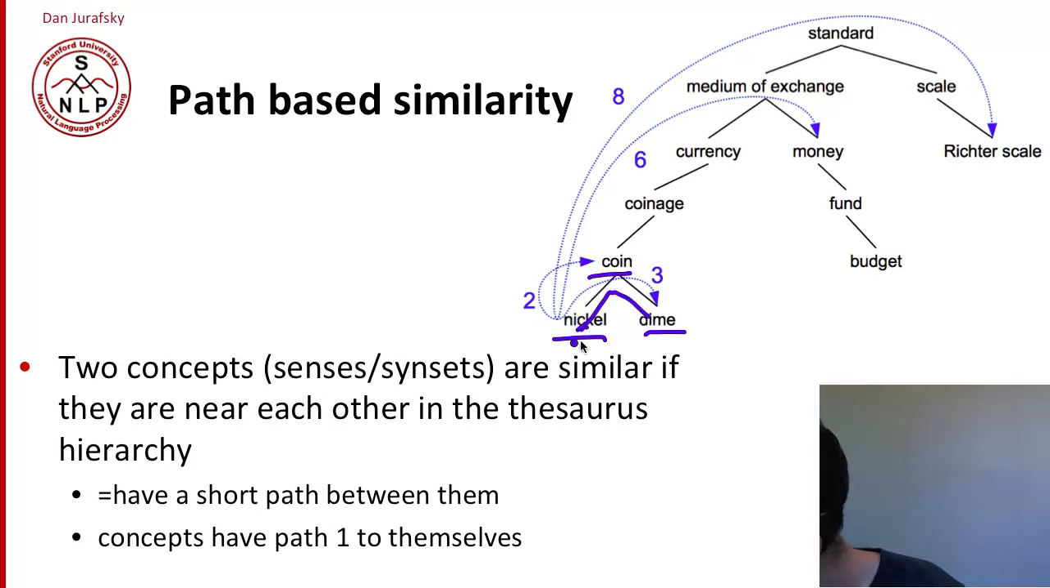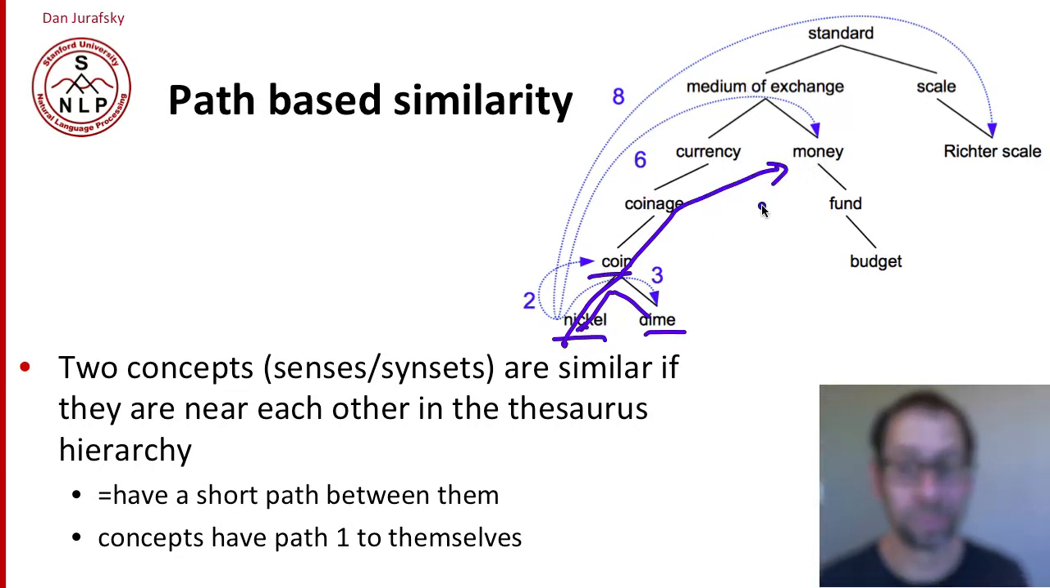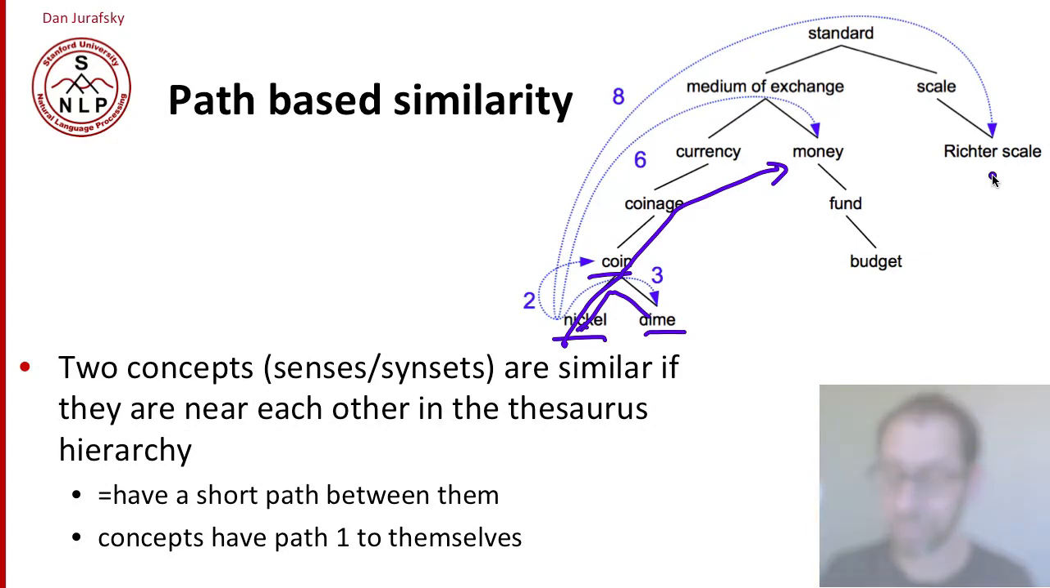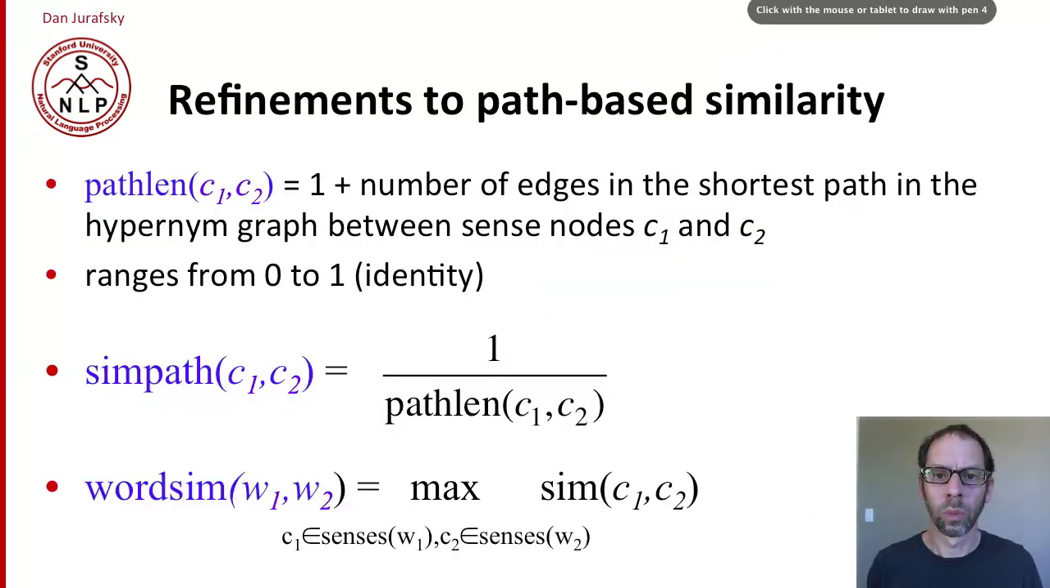And the path length between nickel and coinage is similarly 3. And all the way up to money is 6: to coin, to coinage, to currency, to medium of exchange, down to money, and so on. And nickel's even further from Richter scale; it goes all the way up to standard, and then down to Richter scale. So the path length formally is 1 plus the number of edges in the shortest path in the hypernym graph between the sense nodes c1 and c2.